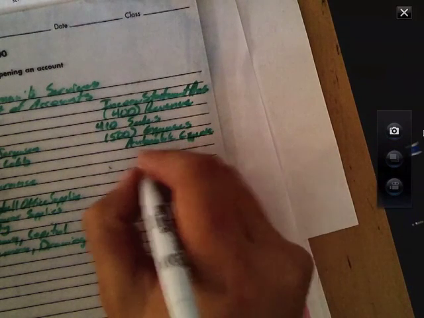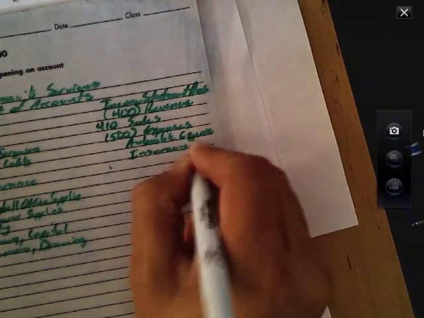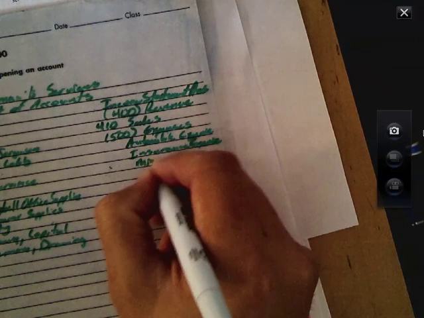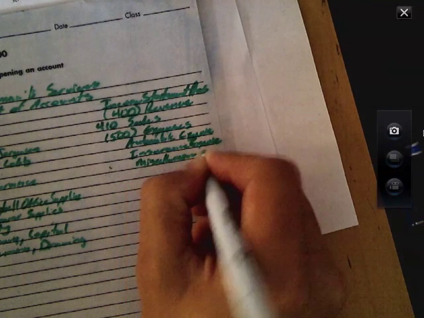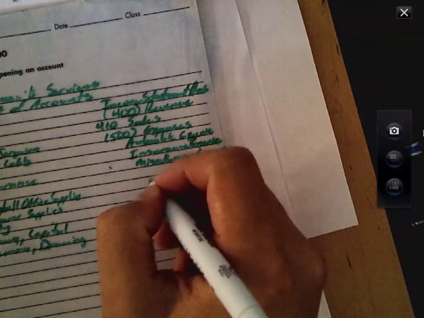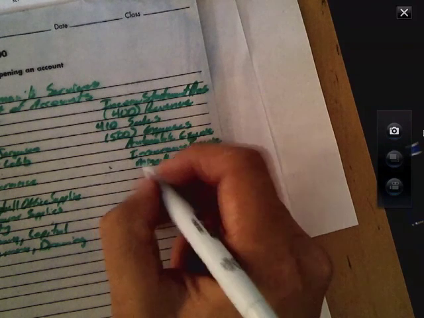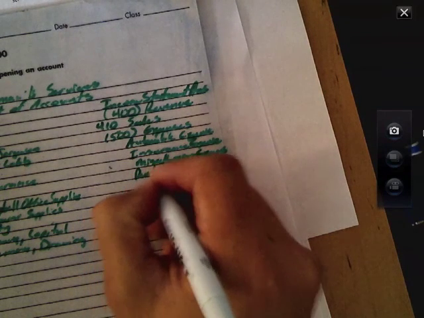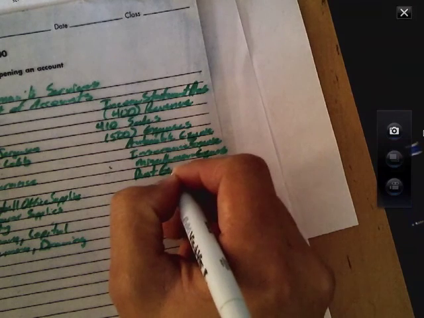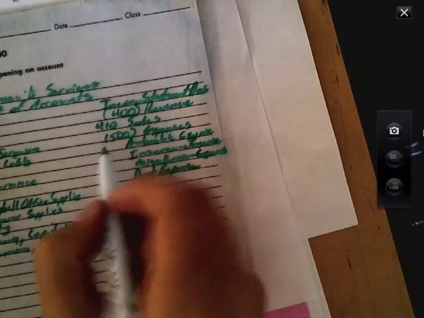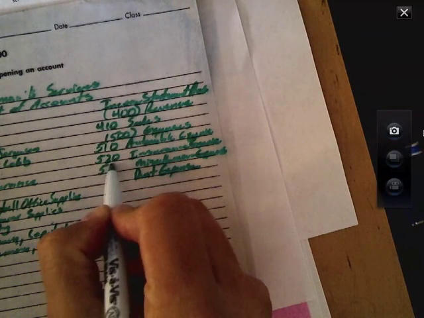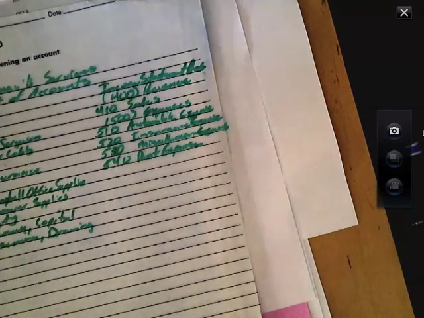Then insurance expense. And then miscellaneous expense. And the last one? Rent. Automobile, insurance, miscellaneous, rent expense. Okay, so what numbers do we use? 510, 530, 540.